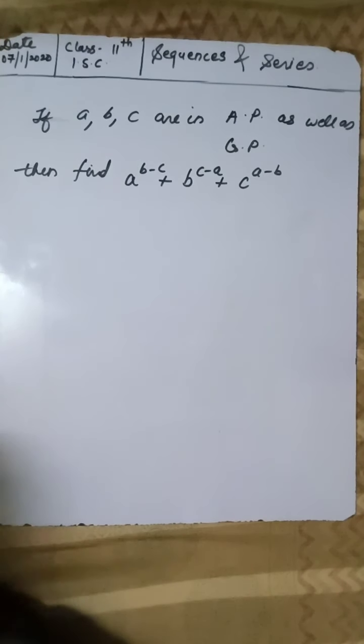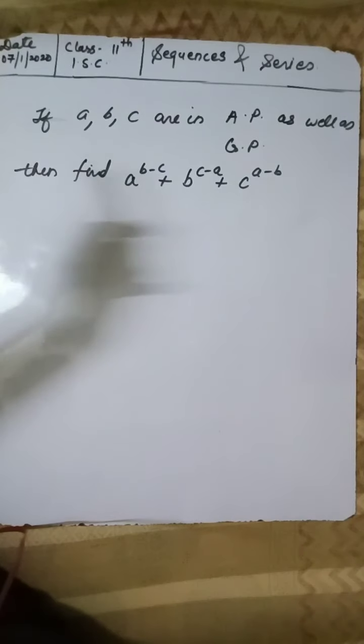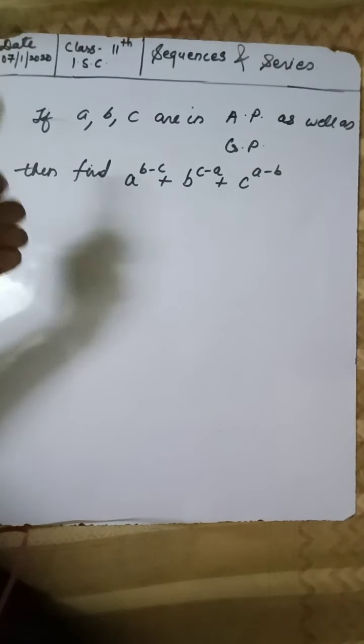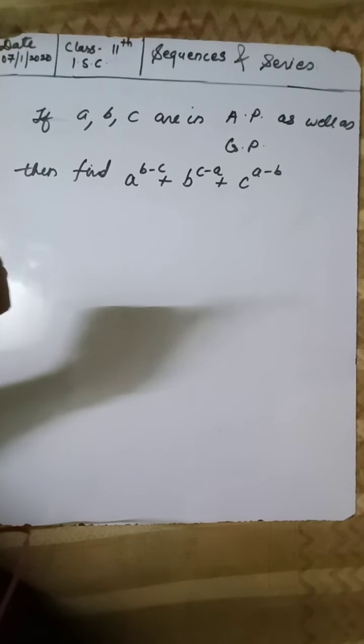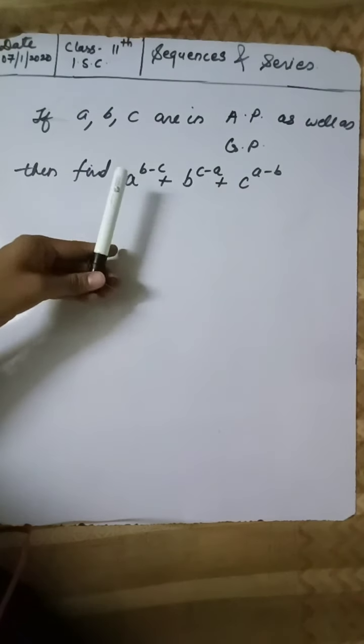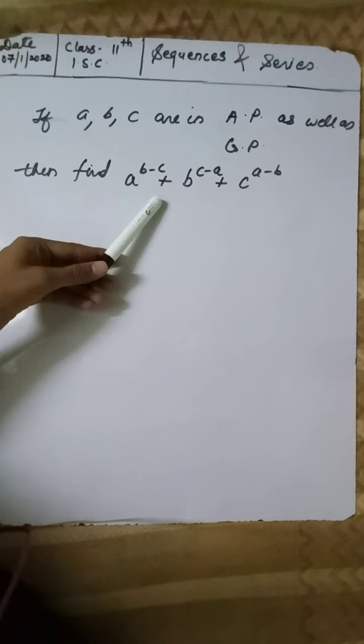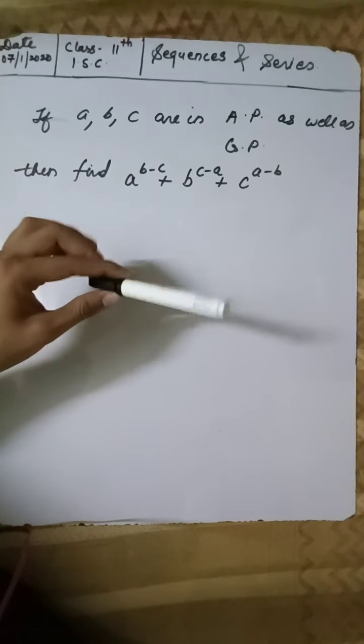Okay, now I'm taking one question in which you have to remember one point. So first of all, just see the question. If A, B, C are in AP as well as in GP, then find A to the power B minus C plus B to the power C minus A and C to the power A minus B.